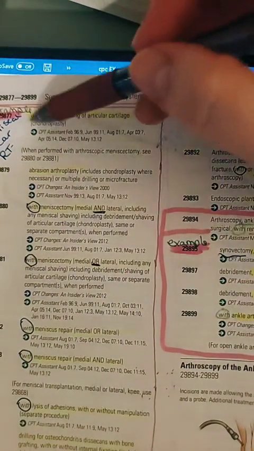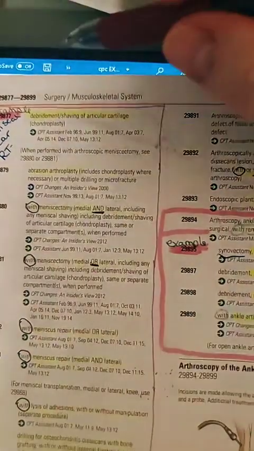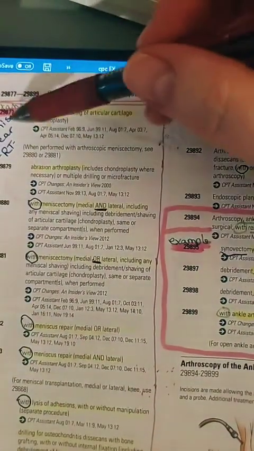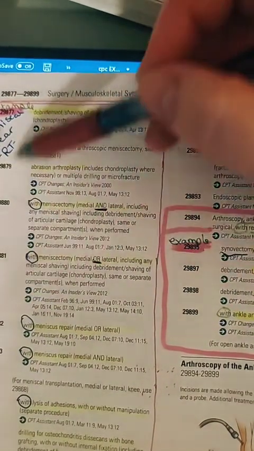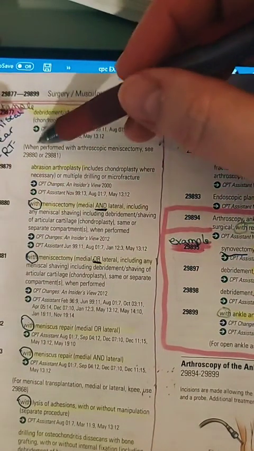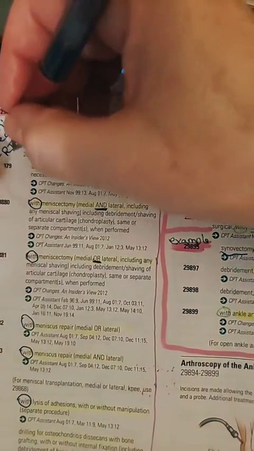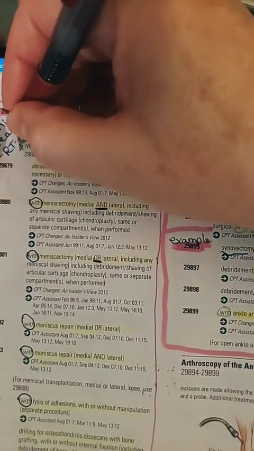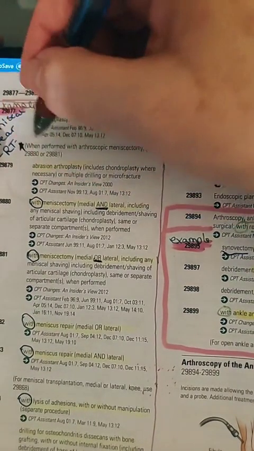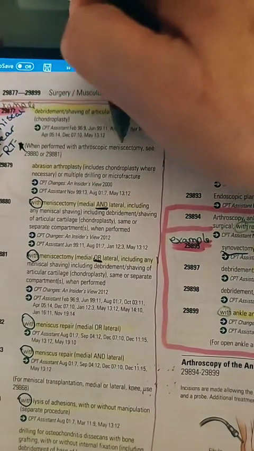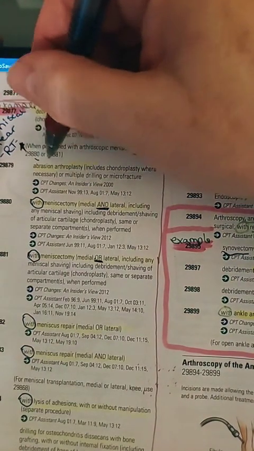And once you get past 29877, I'm on page 208 of the CPT book of 2021. Once you get past this code, these are meniscus tears. One thing that you need to be very careful of, and that they kind of sort of have in the wrong spot, is this parenthetical note right here, which is really cool and a good one. When performing an arthroscopic meniscectomy, they're removing it. 80 and 81.